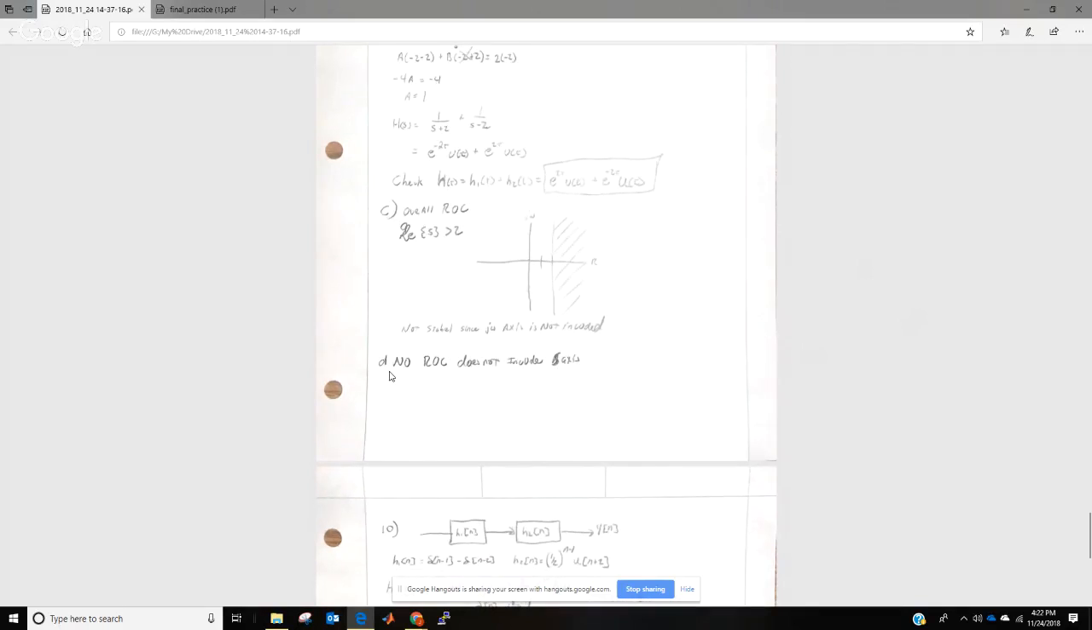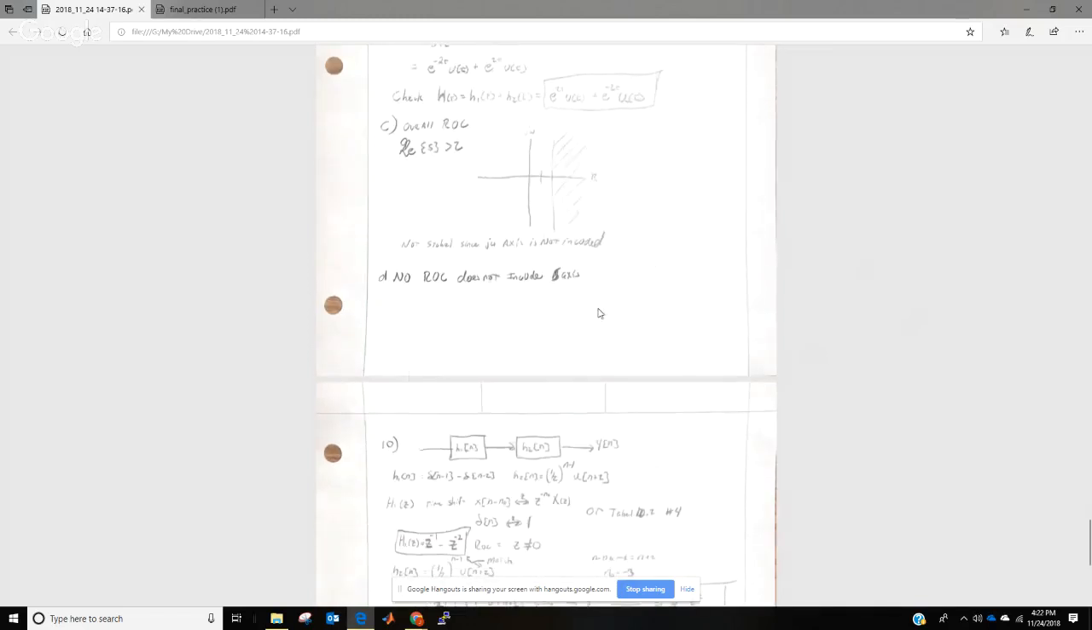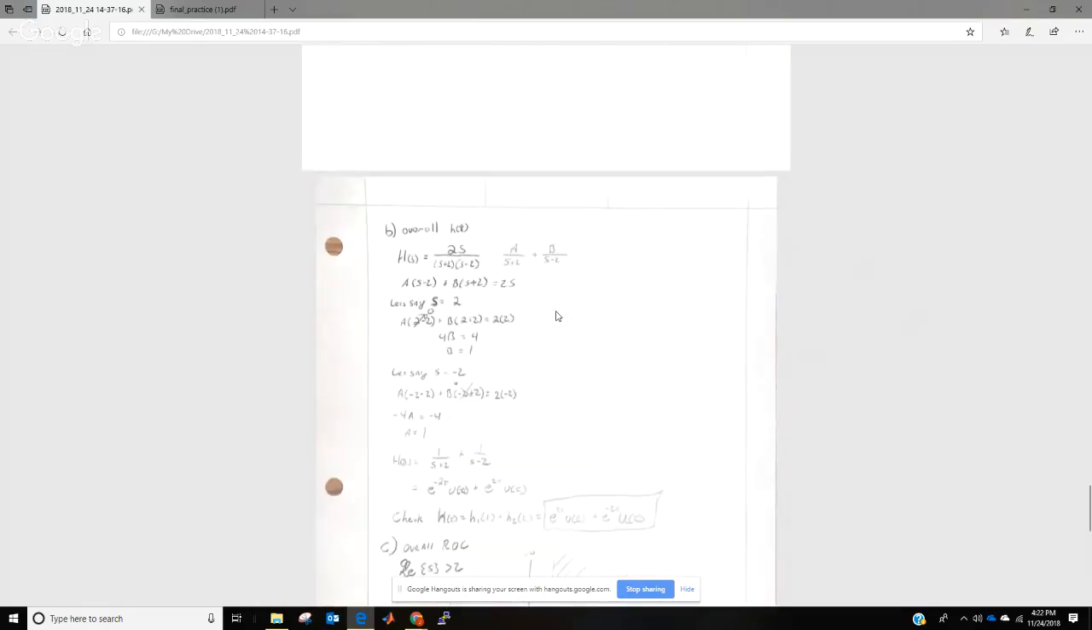Last part, D asks us if there is a continuous time Fourier transform there. And no, it does not exist. The region of convergence of H of s is not stable. So therefore, you can't do a Fourier transform. You can only do the Laplace transform and then restrict your domain to the region of convergence. So that's pretty much it on 8.